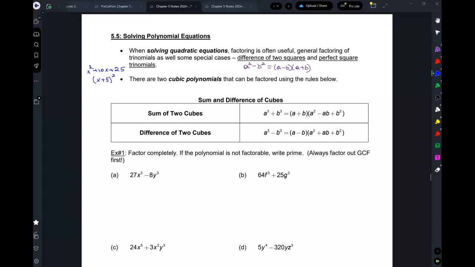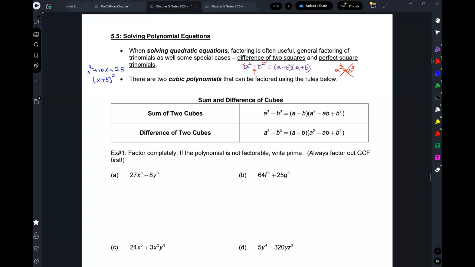Now, in the case of the square, in order for us to be able to factor, we need this to be squared, and we must have a minus in the middle. So for example, if I have a squared plus b squared, I can't factor that. But in the case of the cubes, I can. I have both possibilities. So sum and difference of cubes looks like this.